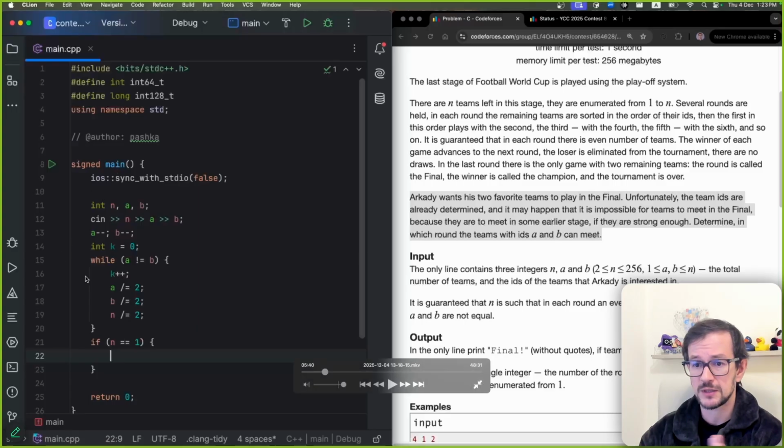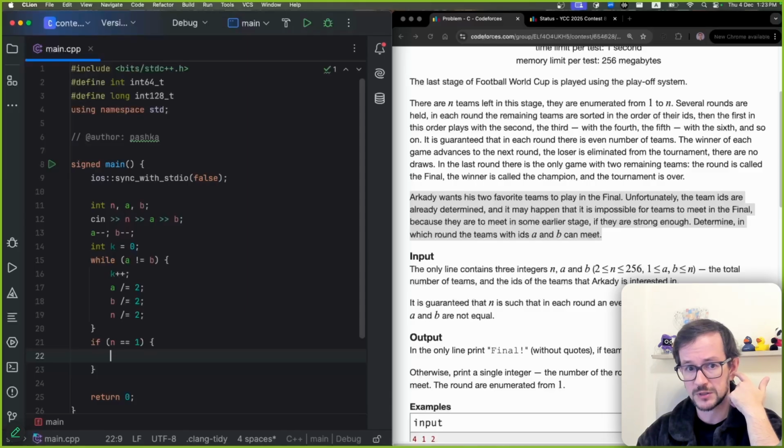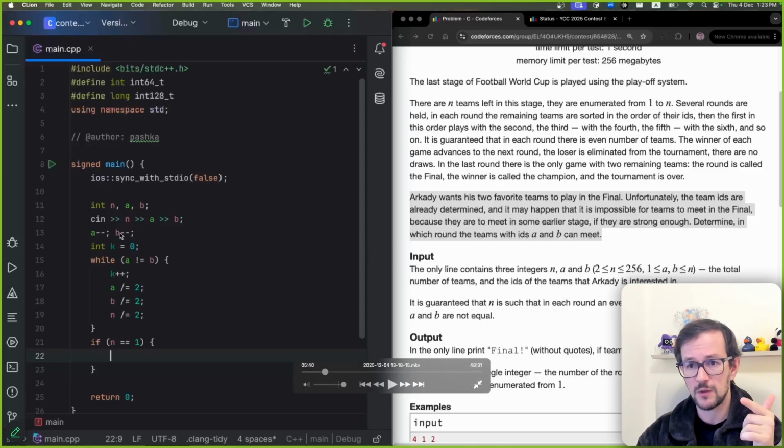So that's it. Again, I do minus one so they're both 0 indices. They started from 1 and now they start from 0. And I just move up until they are the same. Also I divide n by 2 to keep track of the final. So if you need to answer final, if they meet in the root.